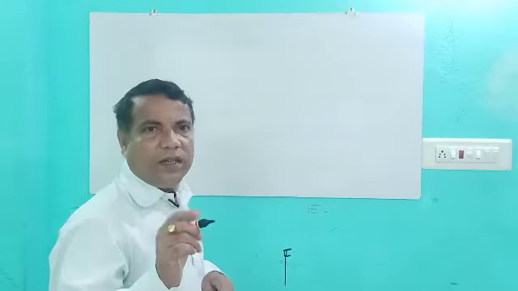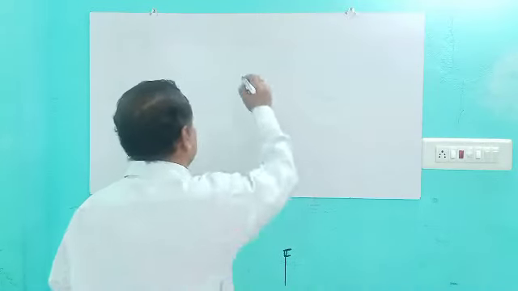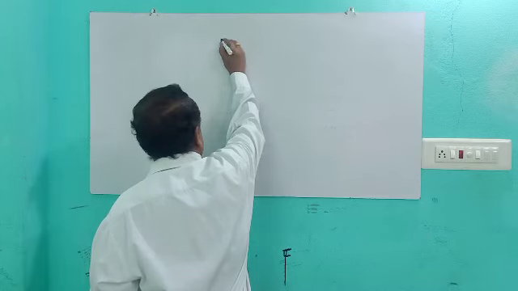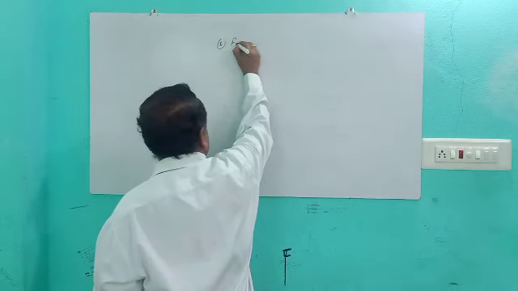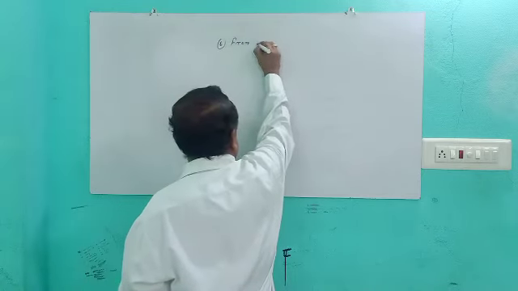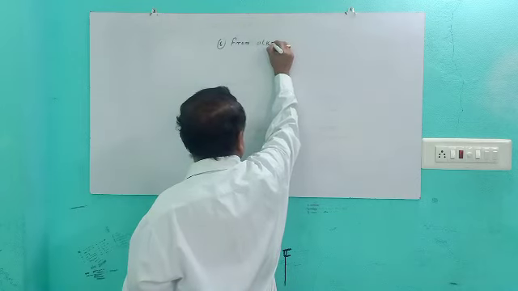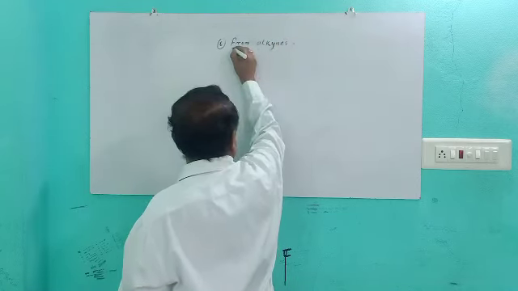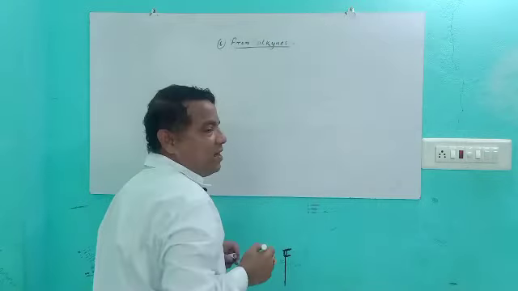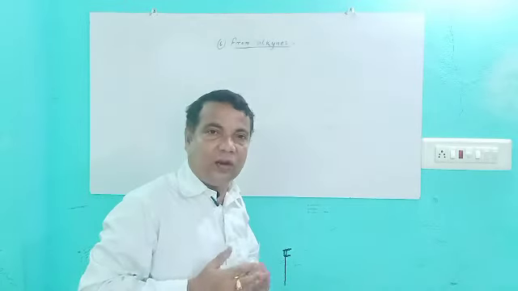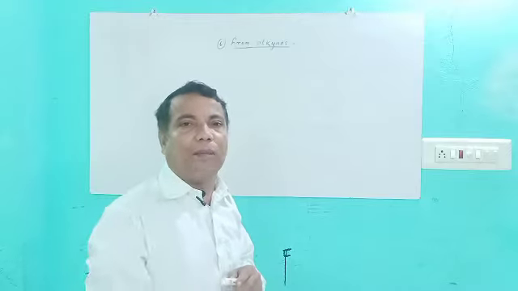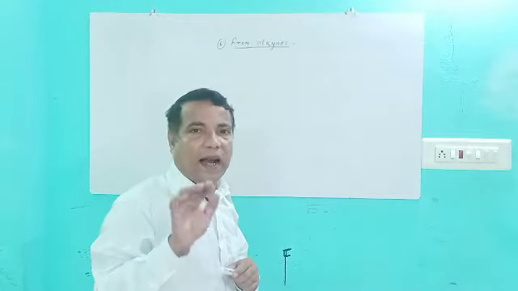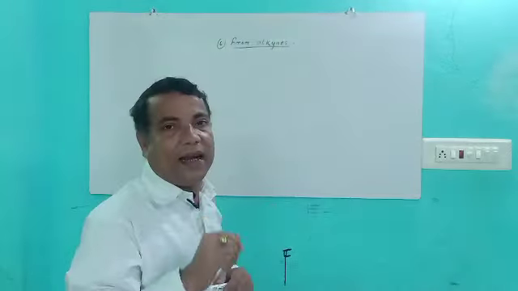Then we come to the sixth general method of preparation, that is number 6, from alkynes. You know that an alkyne is a series of organic compounds containing a carbon-carbon triple bond. From alkynes, how we can prepare an aldehyde and ketone.